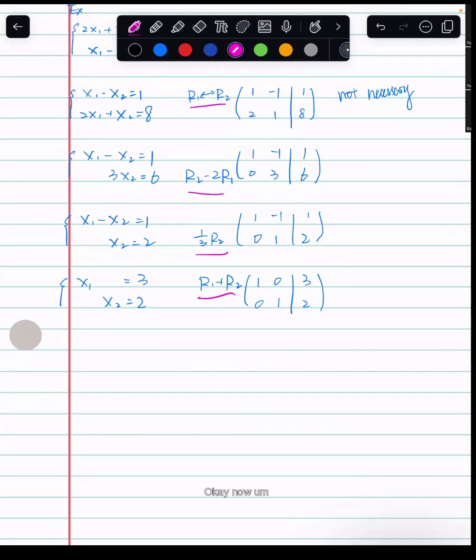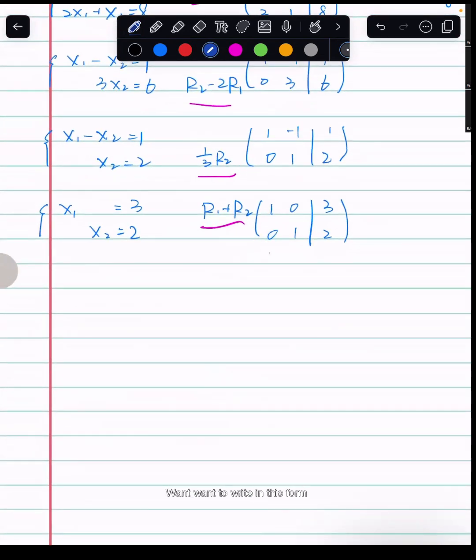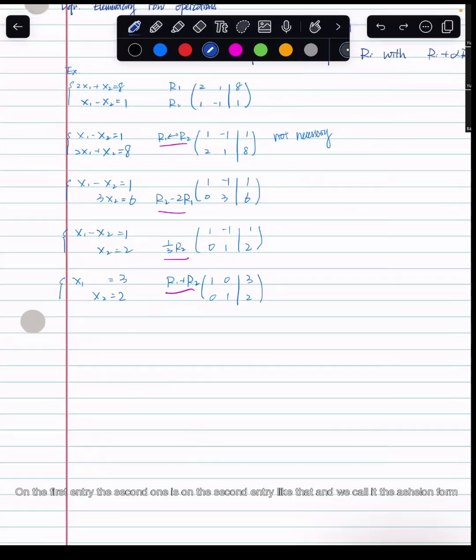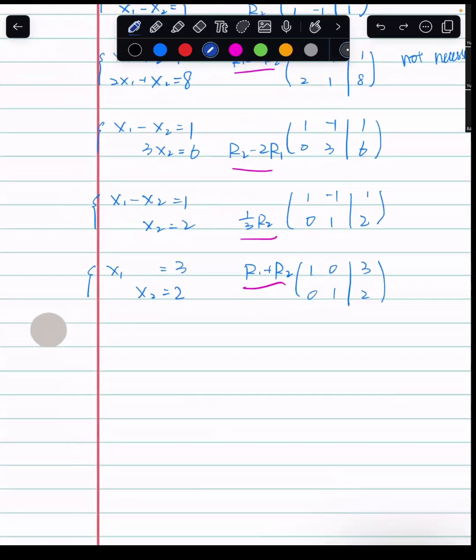Now, in the end, sometimes we cannot solve for the x and y's, and whether we can or not, we always want to write in this form, where the first one is on the first entry, the second one is on the second entry, like that, and we call it the echelon form. And in this case, this is the reduced echelon form.